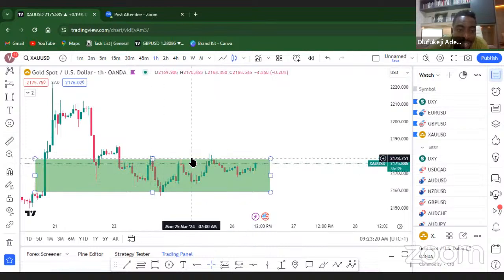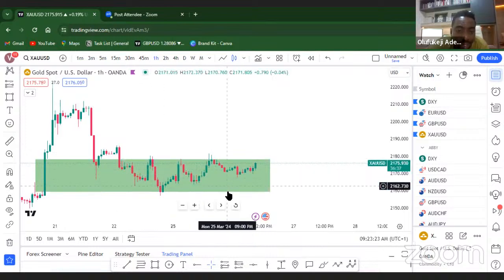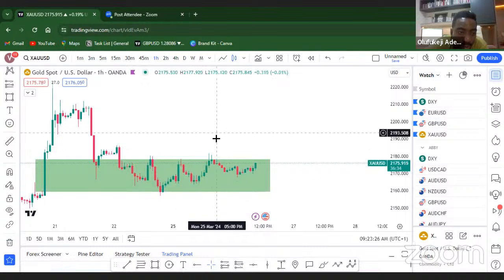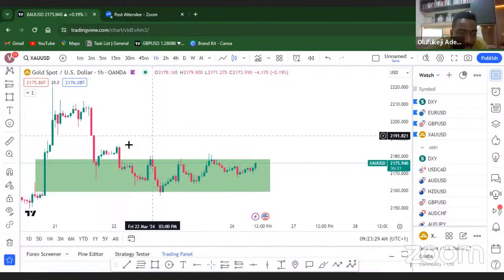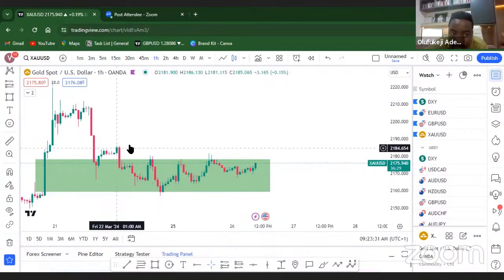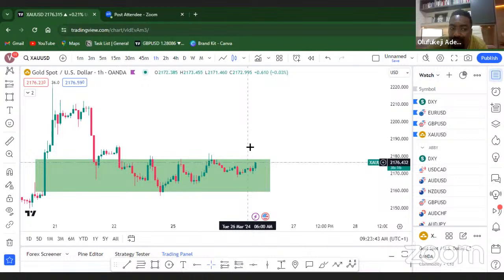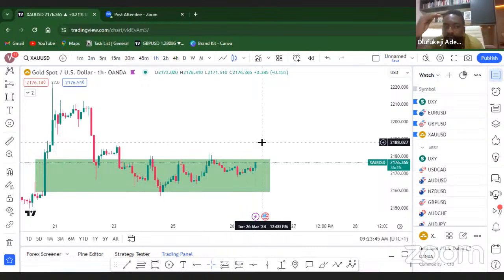So 2190 levels, there's a twin tower resistance there. Exactly, 2184. So there's liquidity there, and there's a fair value gap also. Right? So I'm expecting price to break above that 2184. Why? Look at liquidity all the way there.